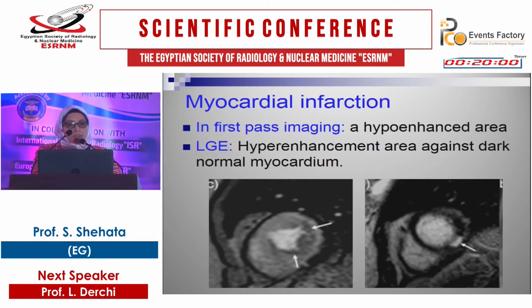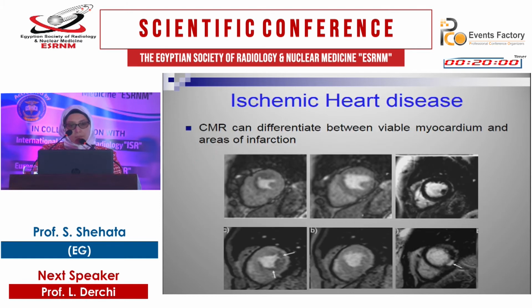In myocardial infarction on first pass imaging, the myocardial infarction appears as a hypoenhanced area, with late gadolinium enhancement showing increased intensity. It also allows differentiation between ischemia and infarction, where the ischemic area is salvageable and will benefit from a revascularization procedure, while the myocardial infarction wouldn't benefit.